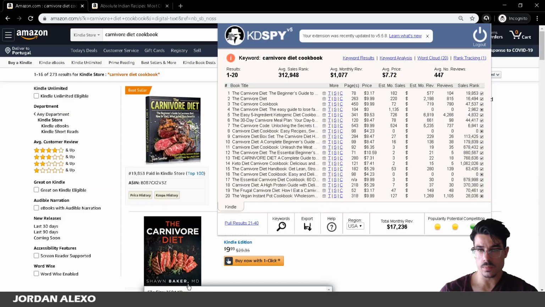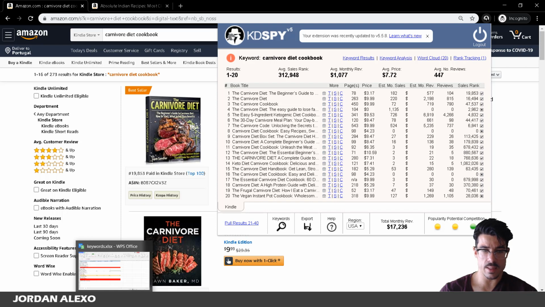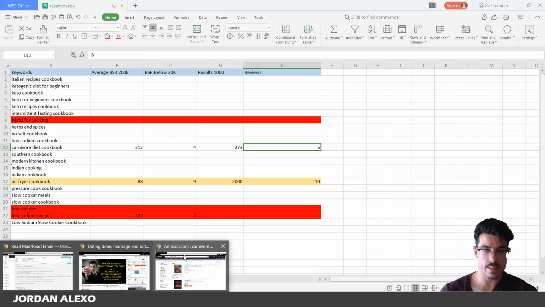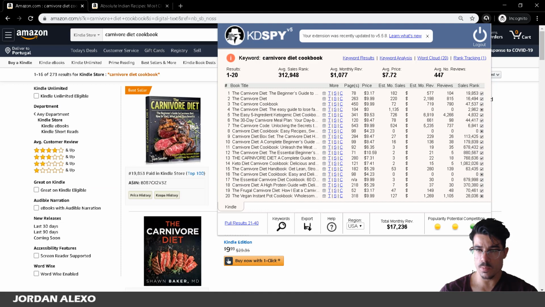So let's go and check the number of books with a lot of reviews. So 1, 2, 3, 4, 5, 6, 7. This one doesn't count. So 1, 2, 3, 4, 5, 6. Yeah, that's not exactly bad. I usually go for about 5, 6, something like that. That's not exactly bad, although this book seems more from authors.